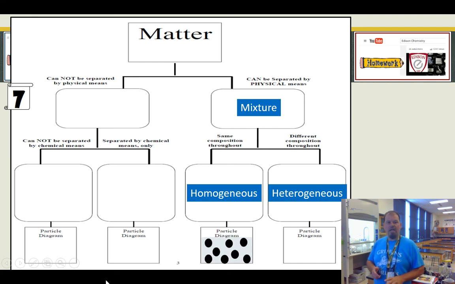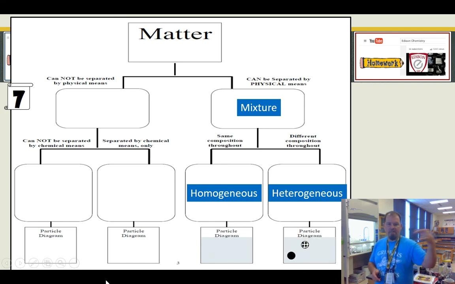Particle diagram for homogeneous. I put in the liquid here, and as I stir in my sugar, guess what happens? As I stir sugar in, it dissolves and it looks the same throughout. So that's a homogeneous mixture. There's two different things in there, and now it looks the same. Heterogeneous is a little bit different.